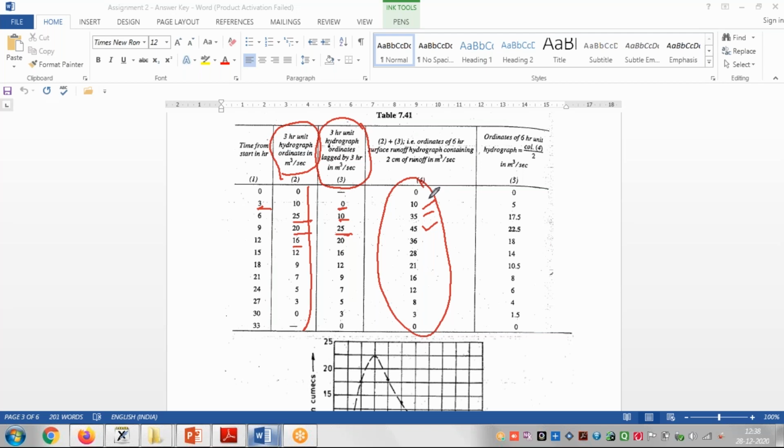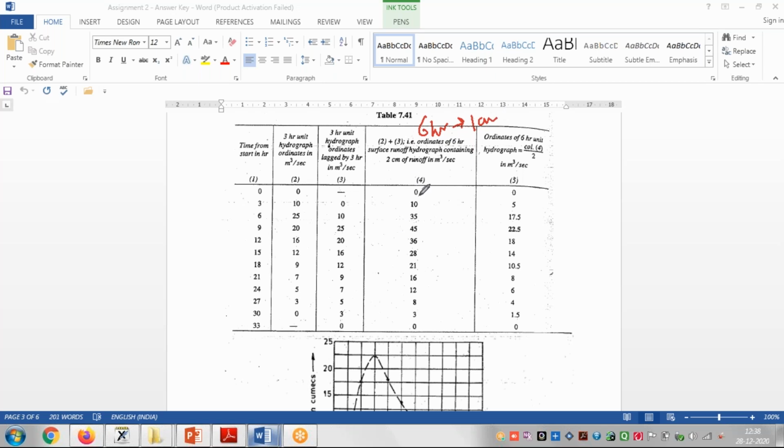But these ordinates are because of what? 2 centimeter. This is because of 1 centimeter, and this is also because of 1 centimeter. Means these ordinates are because of 2 centimeter rainfall. But when I divide these ordinates by 2, I will get the ordinate of the 6-hour unit hydrograph and 1 centimeter rainfall. So I divide it by 2, 2 means what? 2 centimeter.